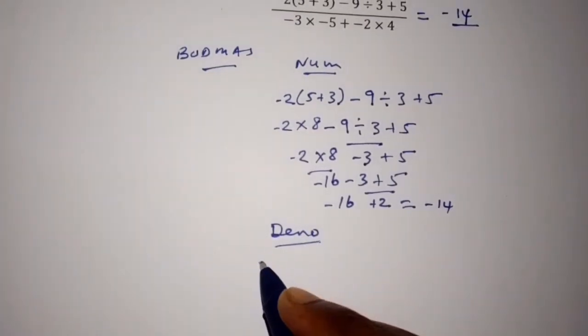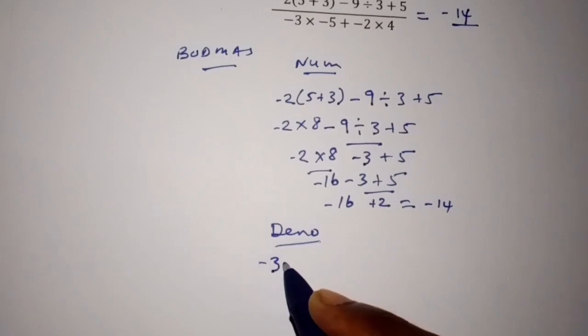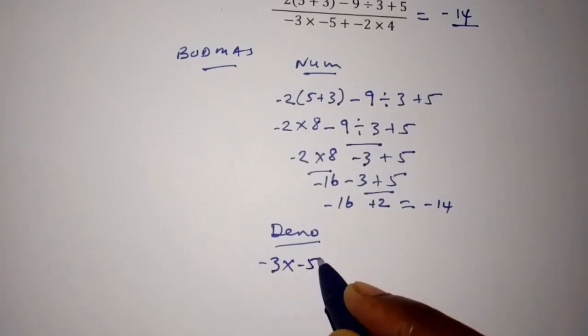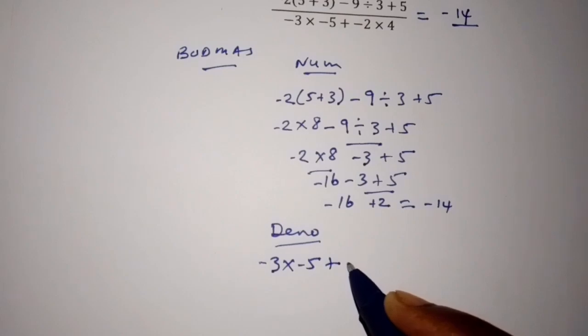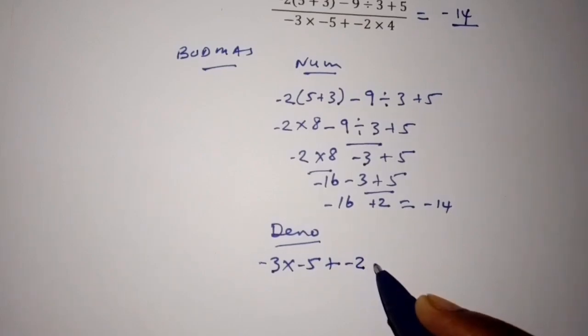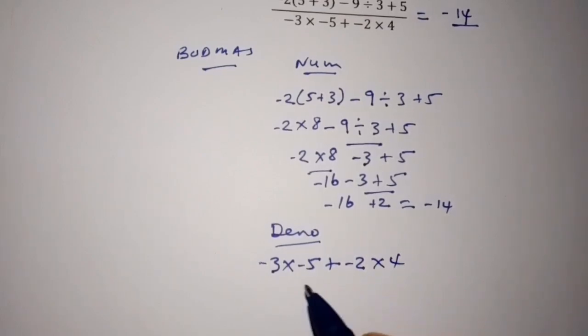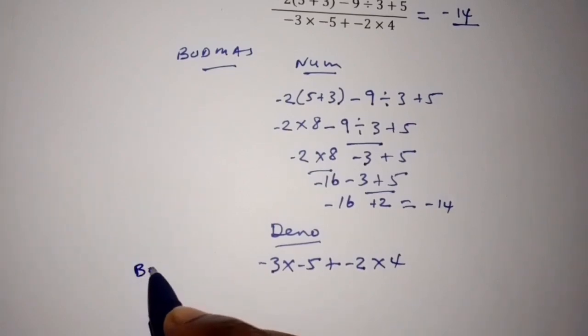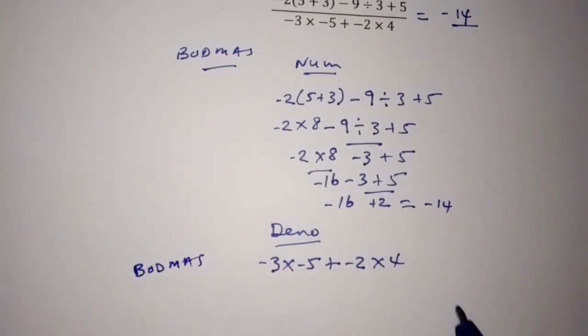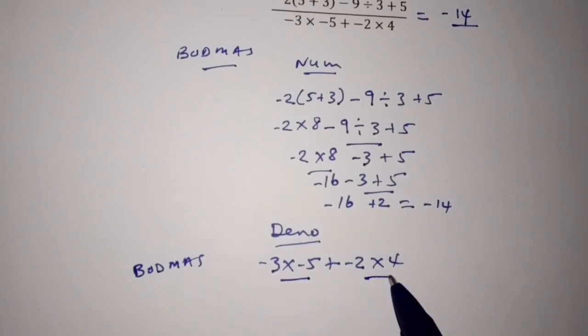It is -3 times -5 plus -2 times 4. We apply BODMAS. Bracket, of, division, multiplication. Where is multiplication? It is here and here.